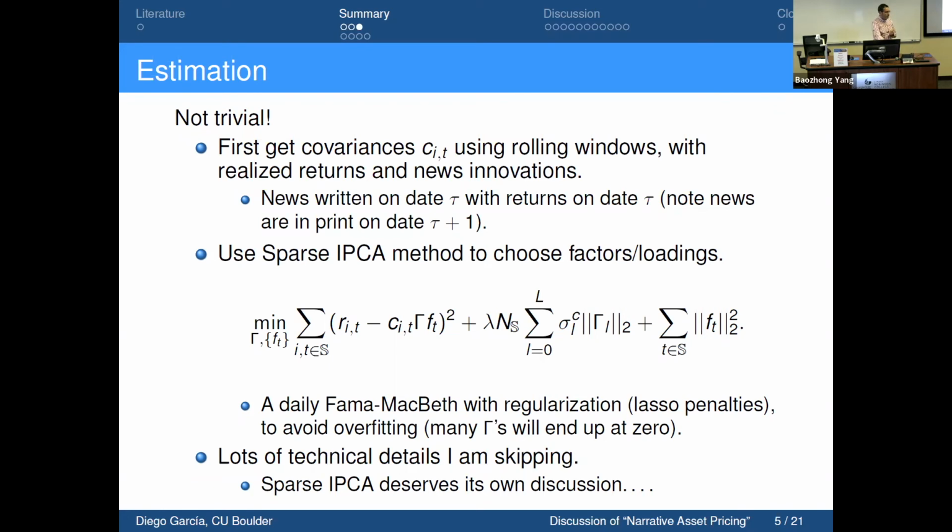So we're going to end up with a bunch of zeros in many of these factors. Remember, they start with 180 different news topics that are being covered in the Wall Street Journal. And I'm skipping a lot of the technical details, but essentially you can infer, using these news and these covariances, the inherent risk factors in the background.